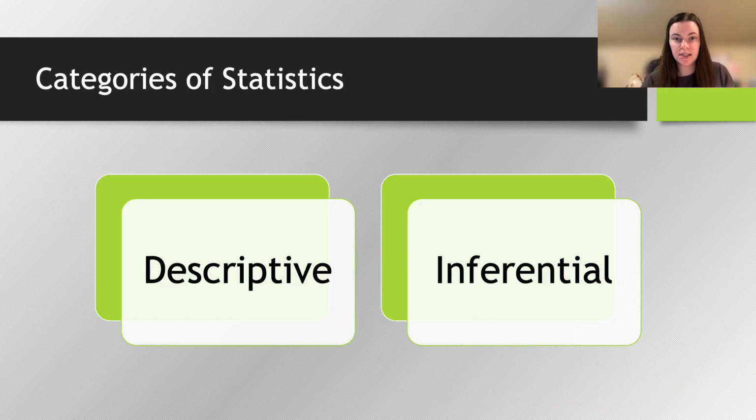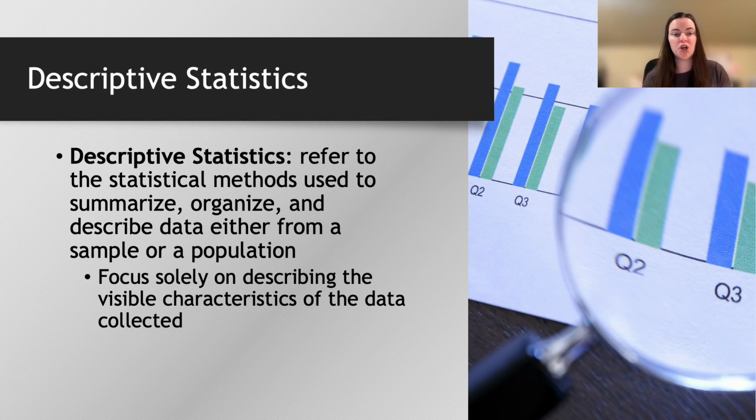Now that we've discussed the broader research process, the difference between independent and dependent variables, as well as how we can measure those with our various levels of measurement, let's talk about our two broader categories of how statistics can be categorized. The first is called descriptive statistics, and the second is called inferential statistics. Descriptive statistics refer to the statistical methods we use to summarize, organize, and describe data, either from a sample or a population.